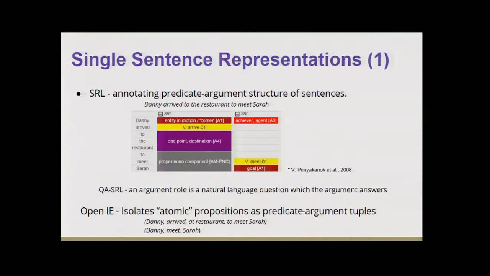The only thing that we will take from that, because we will use the QA-SRL paradigm for annotating in our schema, is that roles don't have to be predefined. They're open in the sense that whenever you have an argument, it answers some question. So you just identify that there is an argument by identifying that there is a component in the sentence that answers a question about the predicate. Okay, so just an open way to define predicate argument structure.